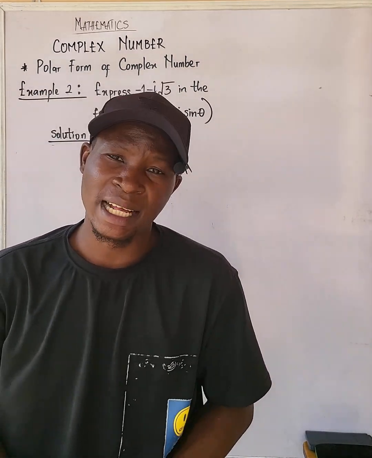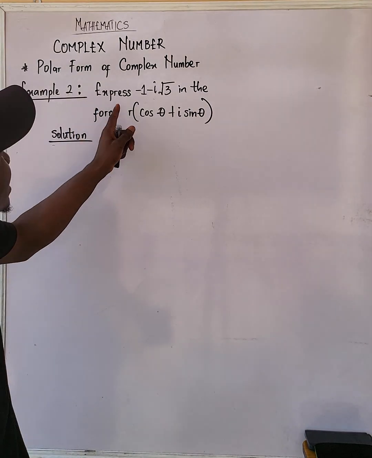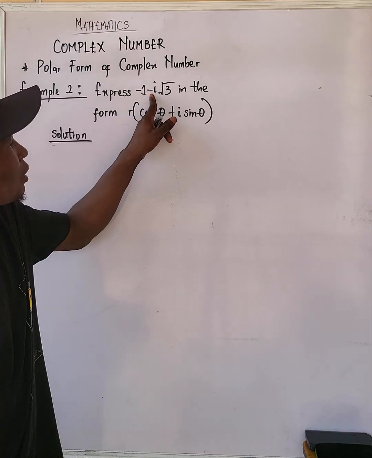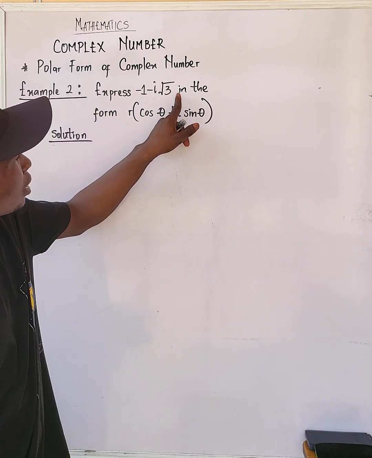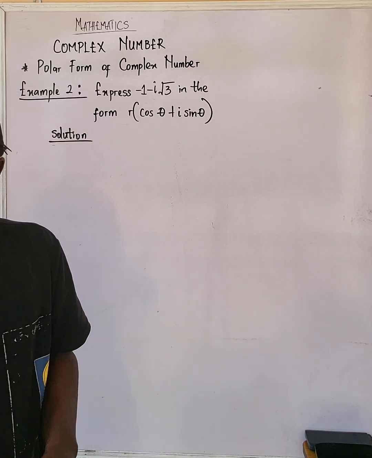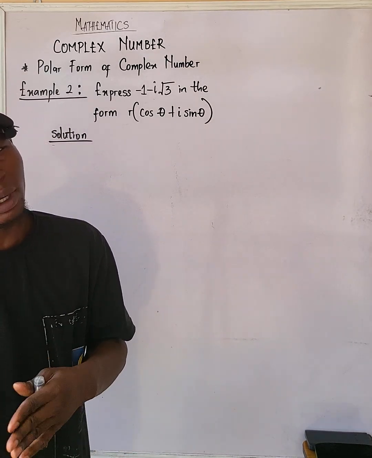Welcome back. Now on example 2 under polar form of complex number. Example 2 says express -1 minus i square root of 3 in the form r into bracket cos theta plus i sin theta. Now, it is still in Cartesian form. We are converting to polar form, right?